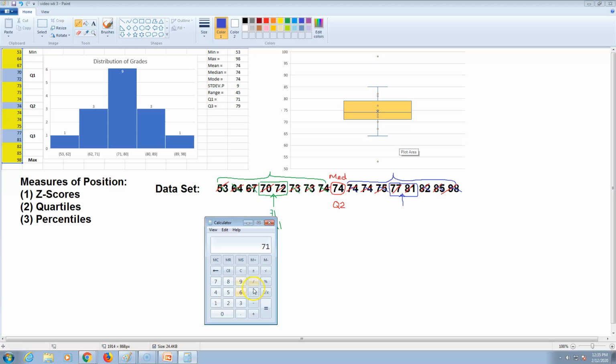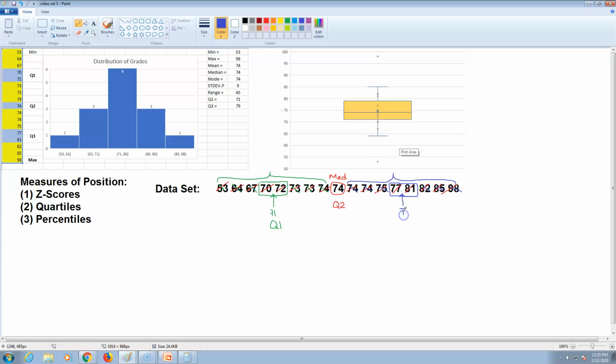Same thing I did before. I'm going to take 77, add 81, and I get 158, divided by 2. I get 79. So 79 is in the middle of 77 and 81. And we call this quartile number 3. And here I divided my whole data set in 4 groups.